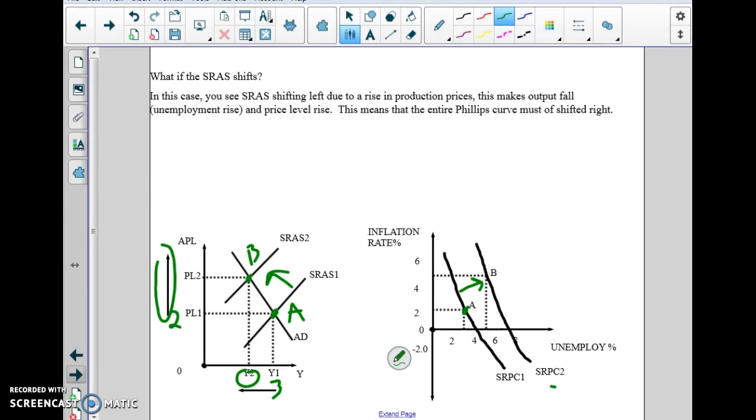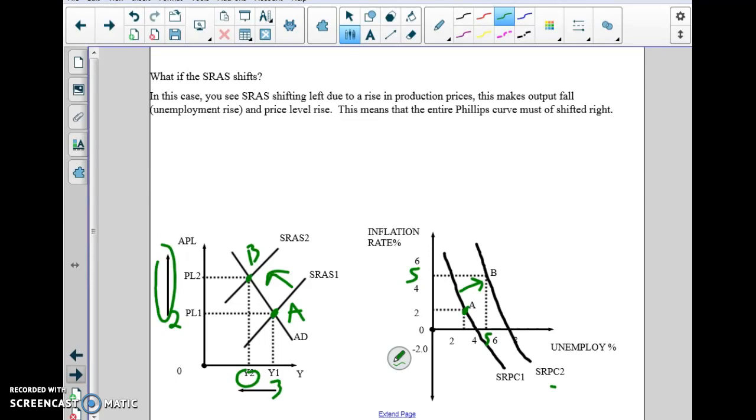And remember, we said we had rising inflation at point B, and at the same time, we had lower output, so rising unemployment, we'll call that 5.2. Okay, so again, easy way to remember it. When the SRAS curve moves, the SRPC curve moves in the opposite direction. SRAS moved left, SRPC moved right.